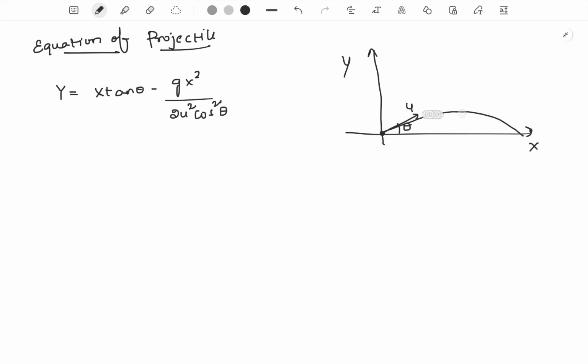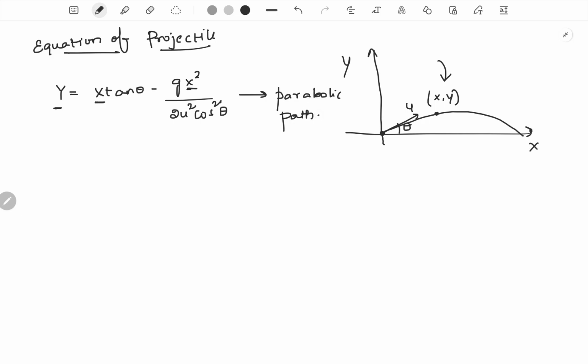As it moves along the path, its x and y coordinates would be changing with time. At some random instant of time, the x and y coordinates are given by x comma y, and the relation between y and x is given by this. Since this is something like y is equal to ax plus bx square, which is the general form of a parabola, we can conclude that it follows a parabolic path.